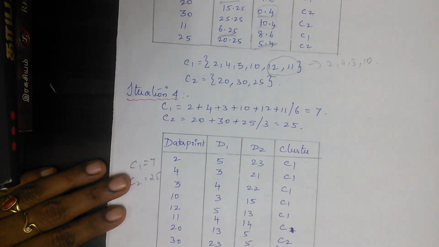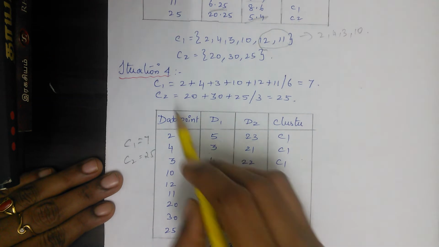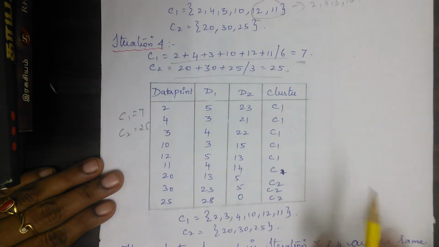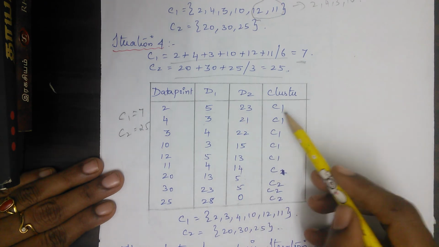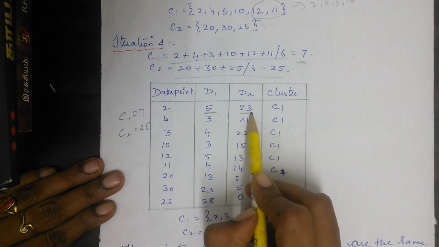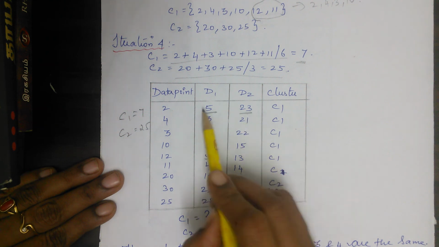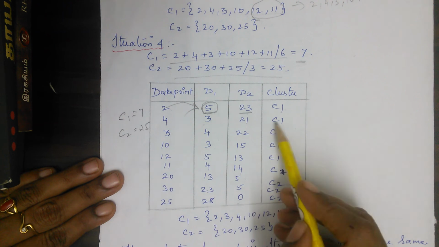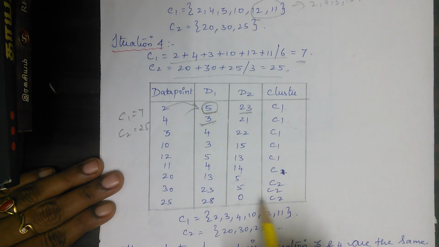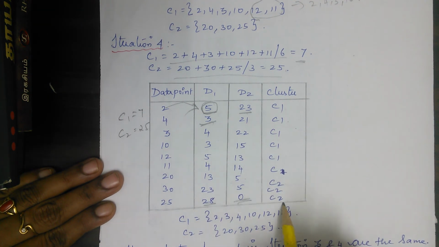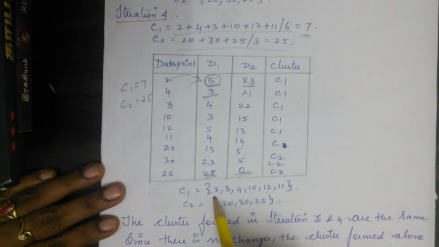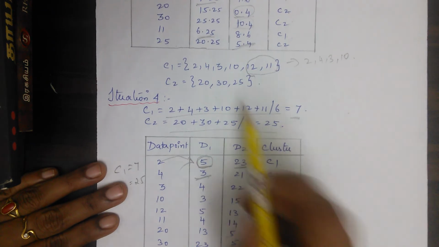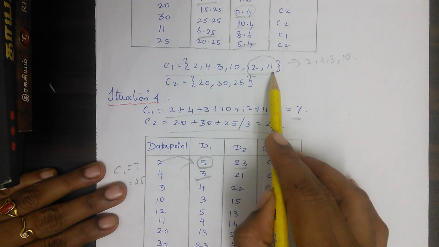Again the same procedure. You have to calculate the new centroid by finding the mean of the newly formed cluster. You will get C1 as 7 and C2 as 25. Again you calculate D1 and D2, and check which is smaller, D1 or D2, and whichever is smaller, the data point fits into that cluster. So C1, and again here this is smaller, C1, and when you come to this, D2 is smaller, so C2. Now my cluster formed is 2, 3, 4, 10, 12, 11 for C1. It is the same as the cluster you got in the third iteration.